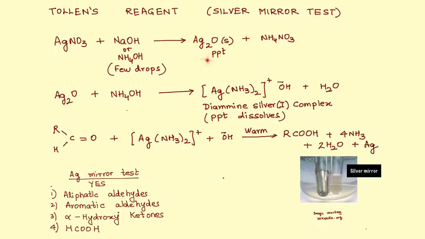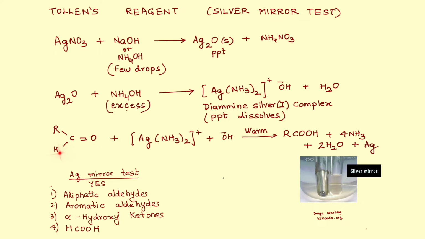Now what we do is, next step is we continue to add the ammonium hydroxide in excess till the precipitate dissolves. Now why does the precipitate dissolve? It dissolves because of the formation of this complex, diamino silver complex. Remember coordination compounds which we've already covered on the channel? Yes, so diamine silver complexes form. It's still in an alkaline medium.